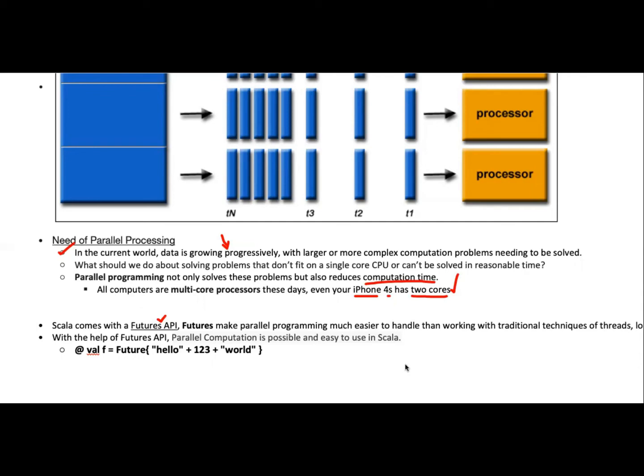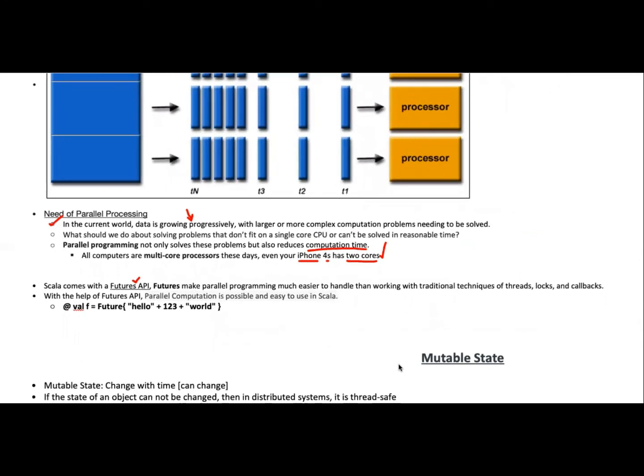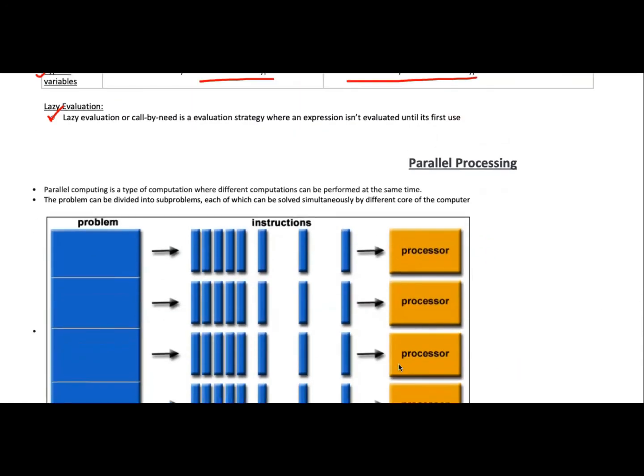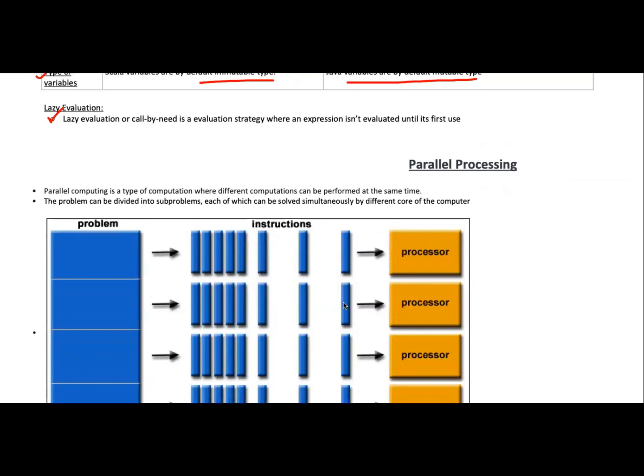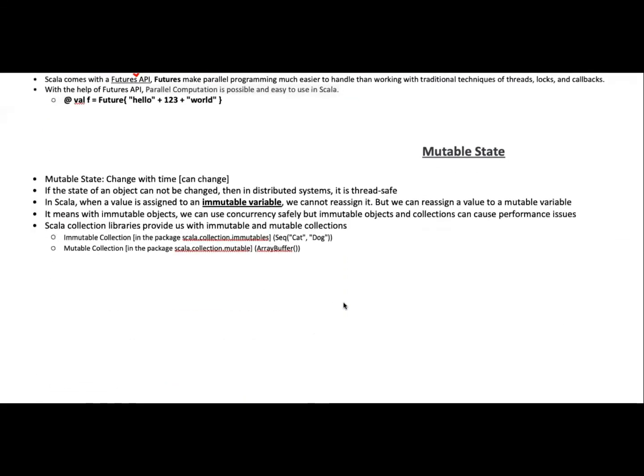This would also help you to use other techniques than threads, locks, and callbacks. I'll discuss this Future API in detail later as well. So you just need to be aware that the Future API would help you to execute things in parallel with the multiple cores of the processor. So Scala provides you that also.